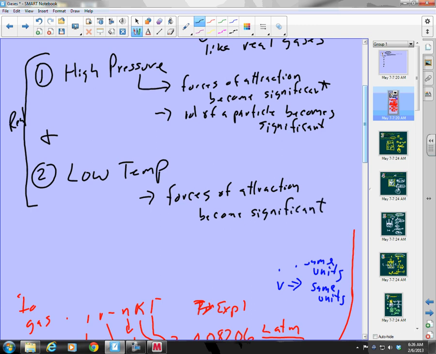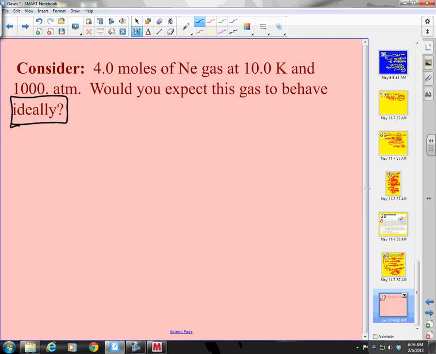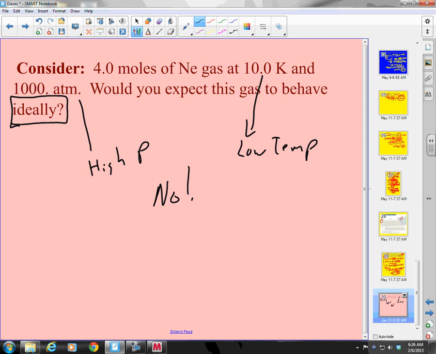Okay, that's all I really want you to know. So, an ideal gas obeys these assumptions of kinetic theory. Real gases don't. When are gases most real? At high pressure and at low temperature. Got it? So let's answer our question, and then we are done. What do I have here? I have a high pressure, and I have a low temp. So would we expect this to behave ideally? No. We expect it to behave like a real gas, and that is it.